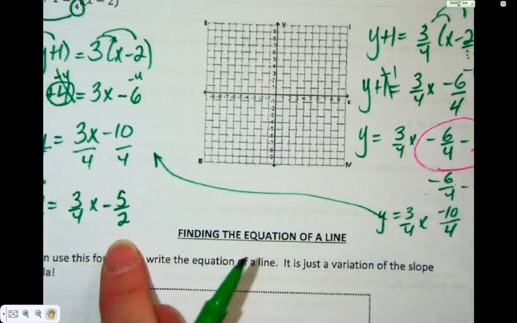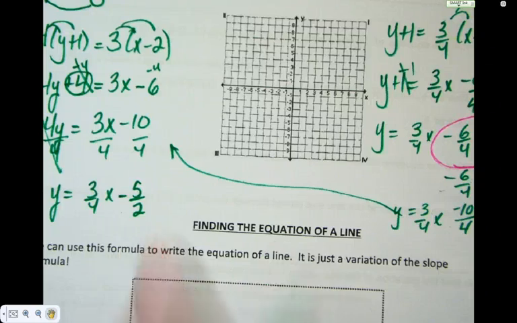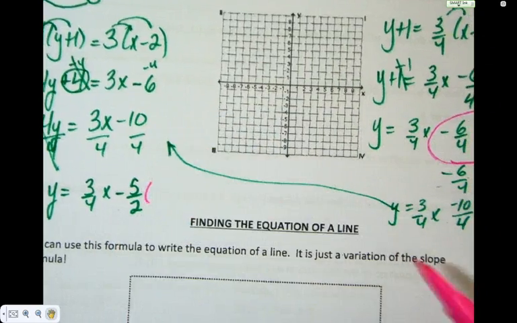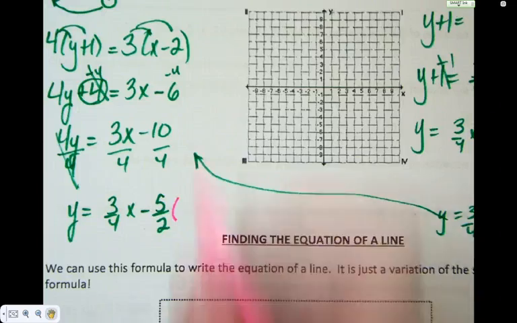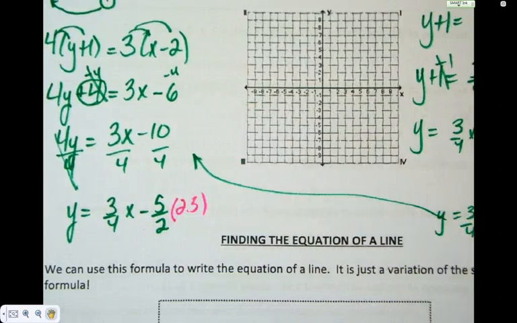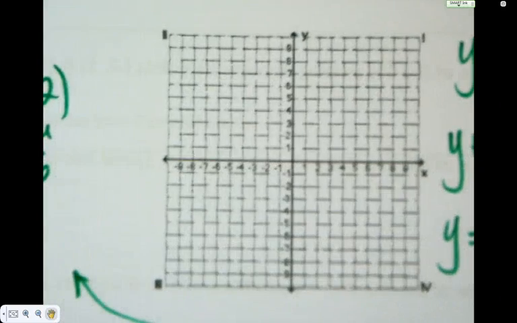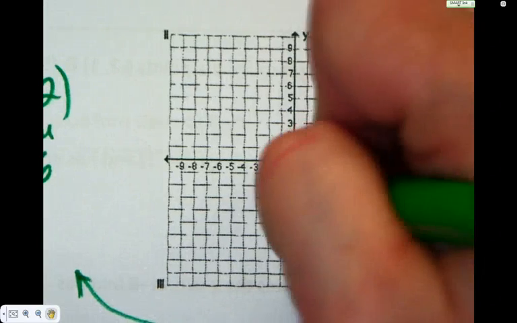Okay, what the heck do we do with 5 on 2? Where am I going to put that? Well, what's that as a decimal? Five divided by 2. 2.5. So I'm going to go to the y-axis, and where am I going to find negative 2.5? In between negative 2 and negative 3.